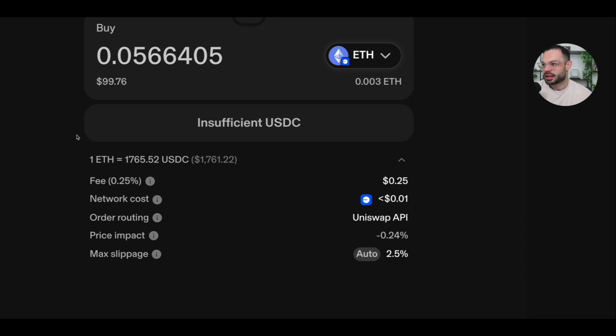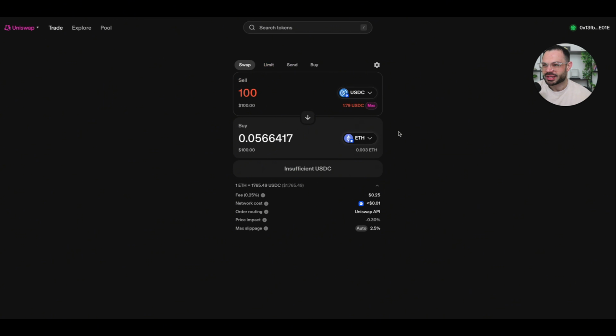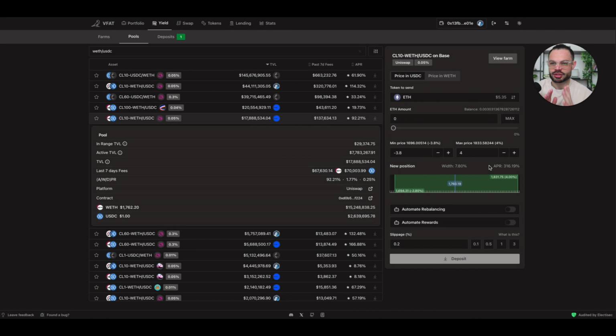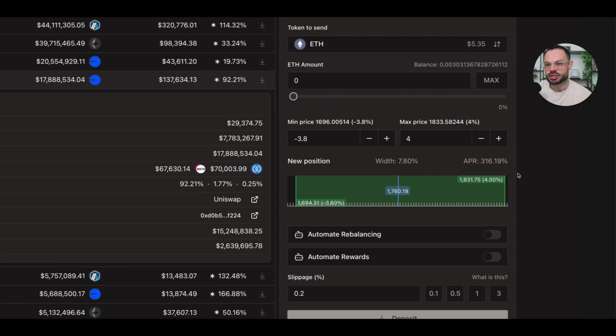Within the Uniswap ecosystem, you'll often hear this referred to as V2 liquidity pools versus V3 liquidity pools. V3 liquidity pools is what we're referring to here, where you're providing concentrated liquidity. We are concentrating the liquidity in this example between a range of $1,694 per Ethereum on the lower end and $1,831 per Ethereum on the upper end. That is a width of range of about 7.8%.